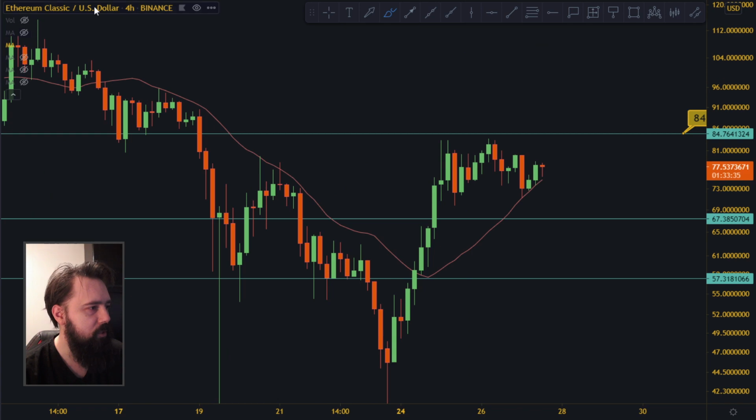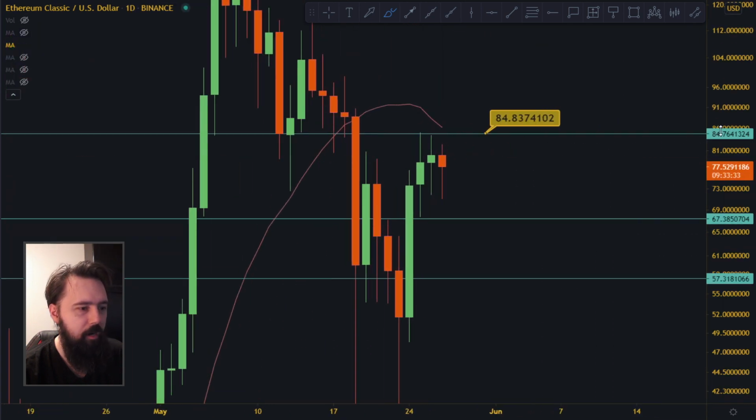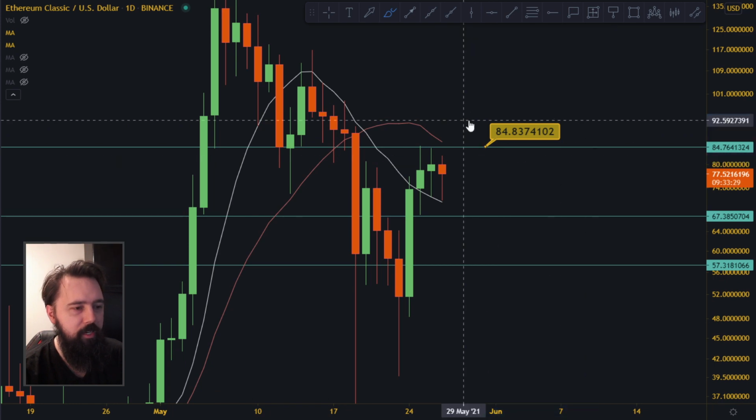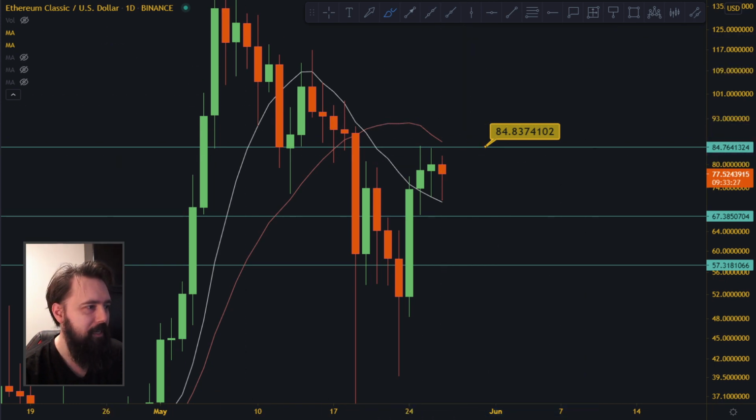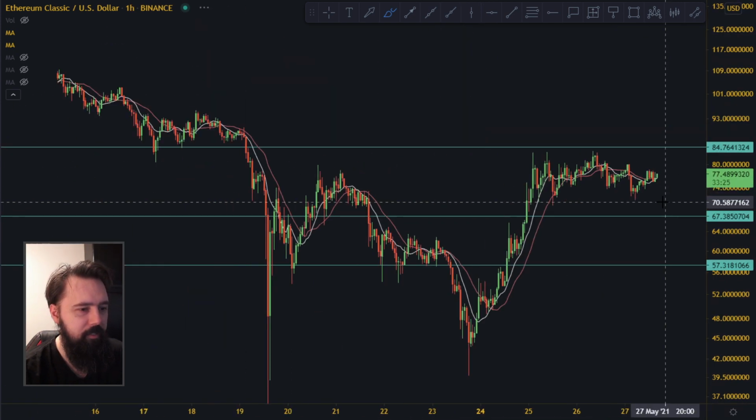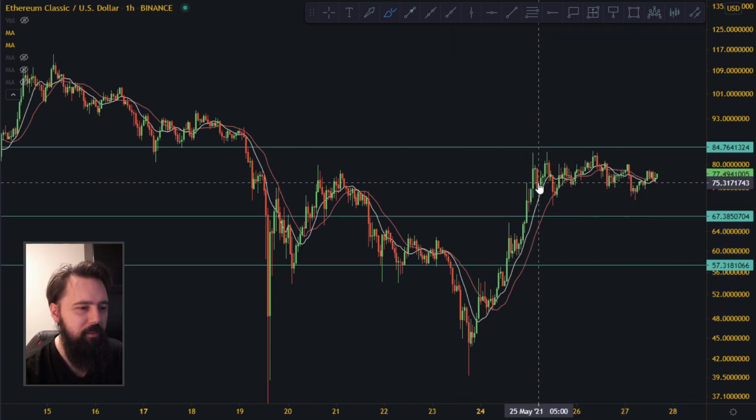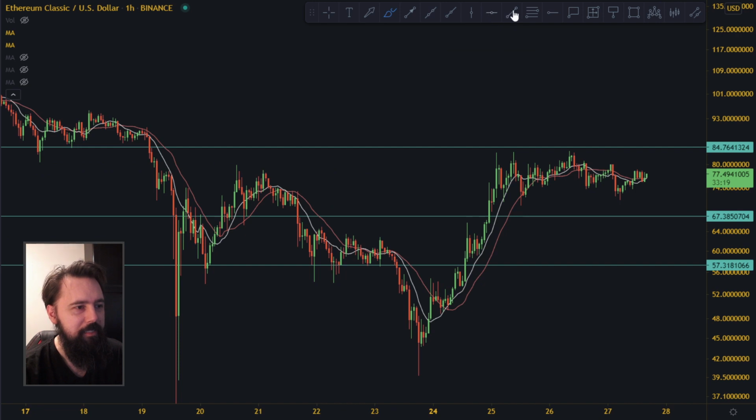I'm really interested in what's going to happen tomorrow. Are we going to test the 20 moving average or not? Are we going to get above 84,000 or not? But it does look bullish, I gotta tell you that. This looks very nice, especially this pattern over here. To me it looks like some kind of pennant, it's hard to say what it is.